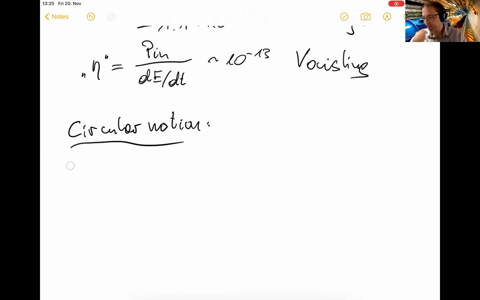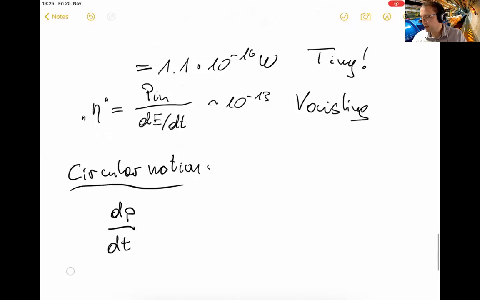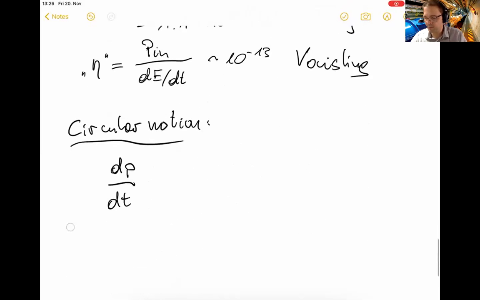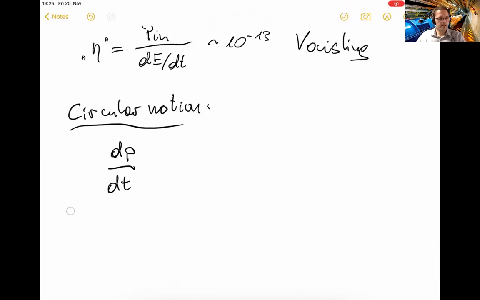And it's a completely different game. Let's look at dp with respect to dt. It's the thing that we need for our relativistic calculation. For a circular motion, this is just the frequency of the circulation times p.